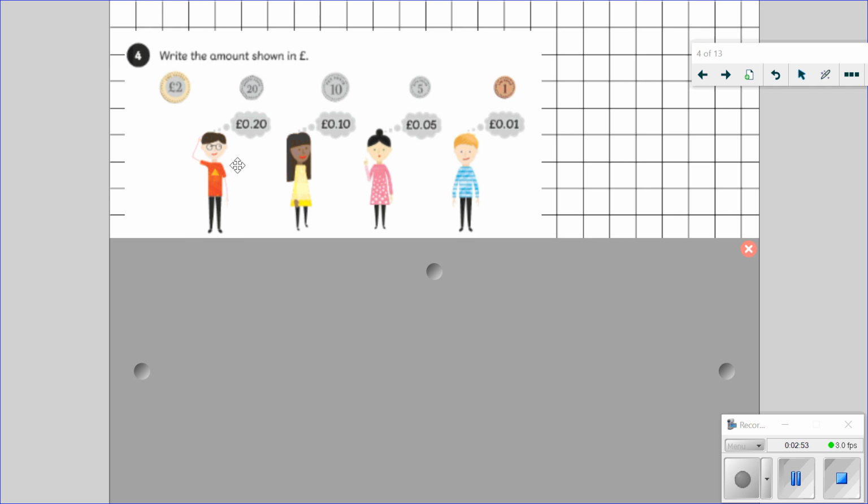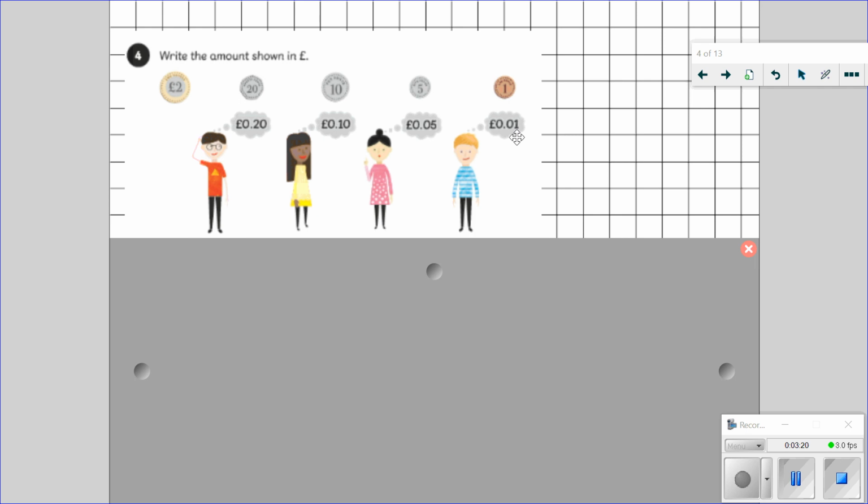Looks like Charles has written 20p correctly. 20 is made of 2 tens, that's 2 tenths. Lulu here has written 10p correctly, the 1 in the tenths column. Ruby, as we've just seen, has written 5p correctly because it's in the hundredths column, 0.05. And Sam has shown that 1 penny is 100th of a pound and it's in the hundredths column.